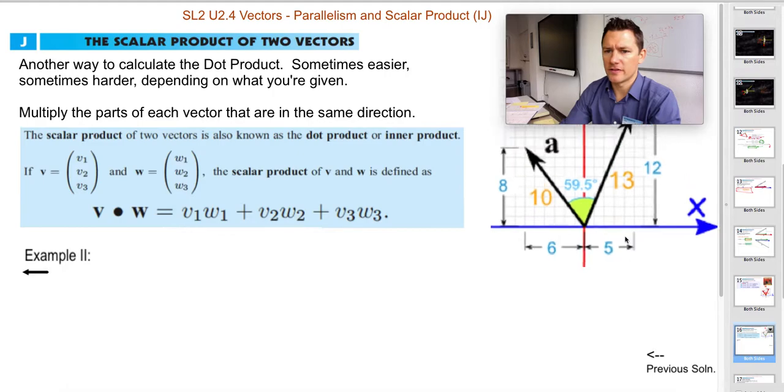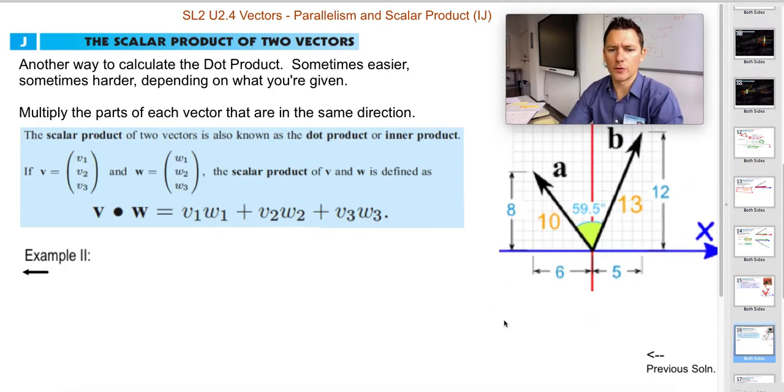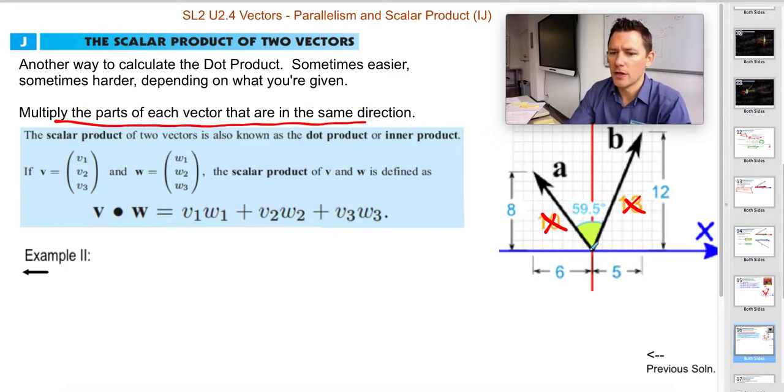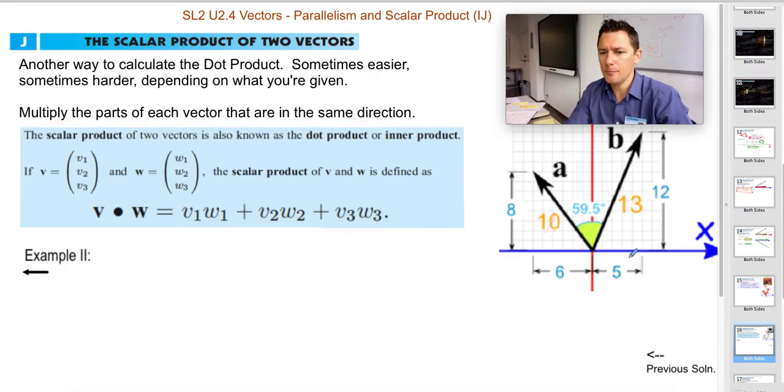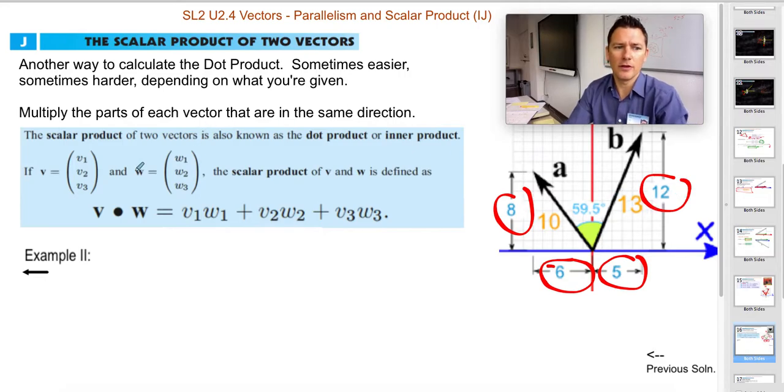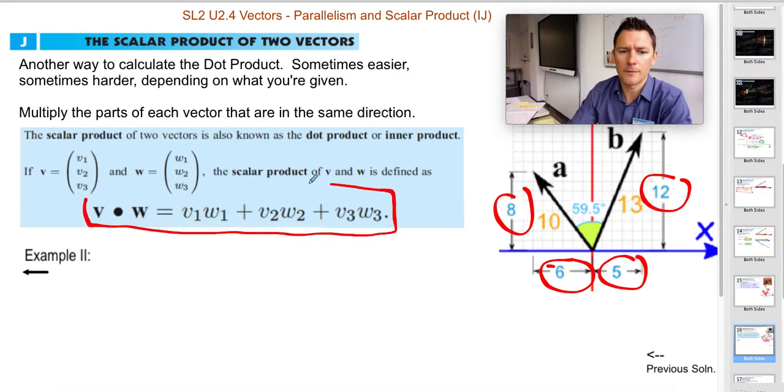Another way to do that, we're going to use the same idea, right? Another way to do that is, depending on what you're given. Here we're giving all of the information, but sometimes we're not given the magnitudes, and we're just given the vector itself. Sometimes a faster way to do that is just multiply the parts of each vector that are in the same direction. So you'll multiply these parts that are in the same direction. This one's negative though. And these parts are in the same direction, and they're both positive. So another way to think about the dot product is multiply the x components, the y components, and the z components. Right?